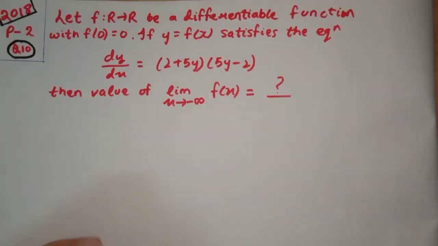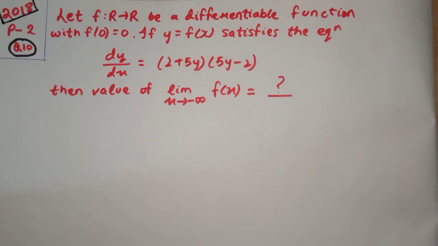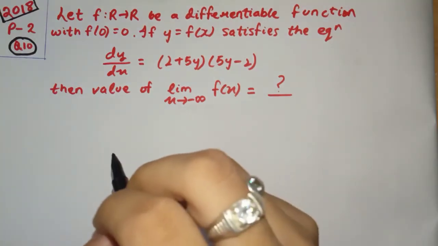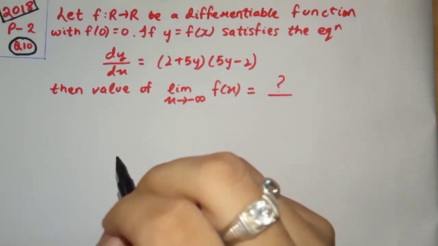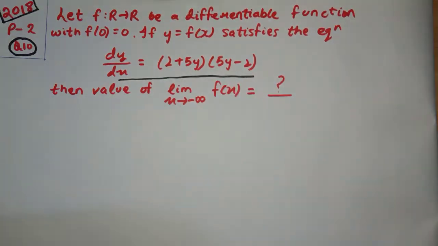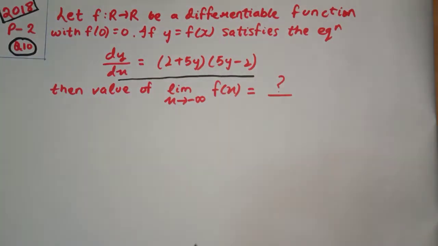Having read the question, our target is to find limit x tends to minus infinity f of x. So the very first part that we have to solve is to find f of x. After finding f of x, we have to find the limit part. And the information given to us to find f of x is this differential equation. So we have to solve this equation for y and find x in terms of y and then substitute x, y here. So let's start solving the differential equation.